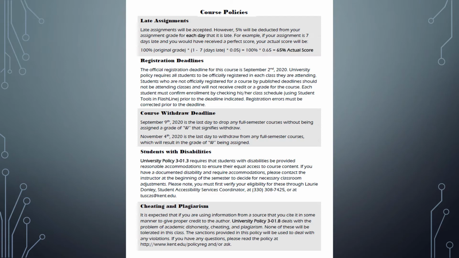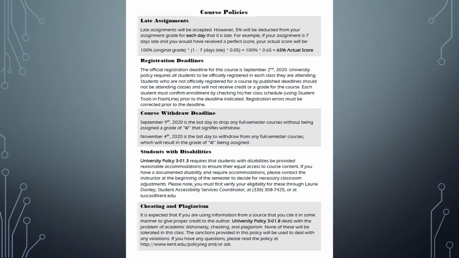Also, I have the university policy here for students with disabilities. They are required to be provided with reasonable accommodations, and so I'm more than happy to work with you. For anyone who has a disability, I will tailor the course and the approach to work with that, but just follow the university policy here. You'll speak to Lori Donnelly through the student accessibility services first, and then you, Lori, and myself will work out a plan.